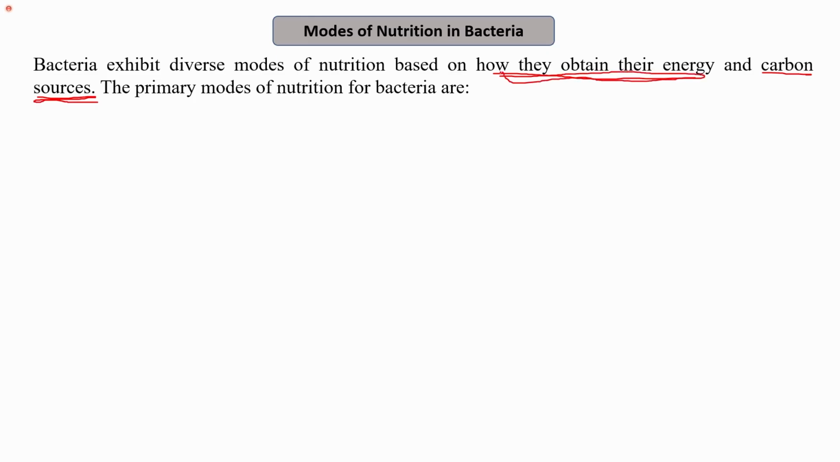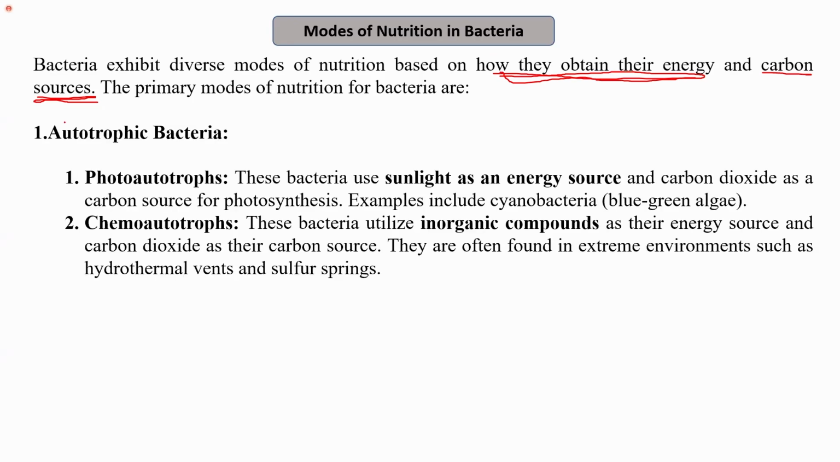First thing we need to remember is how a particular group of bacteria is obtaining their energy. What is the source of their energy? And second is what is their carbon source. Based on this, the primary modes of nutrition of bacteria are, first, autotrophic. Autotrophic means the bacteria which can synthesize their own food.